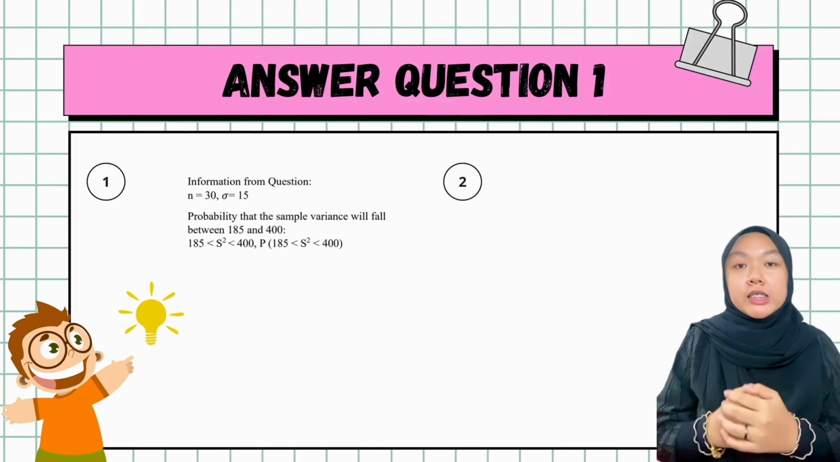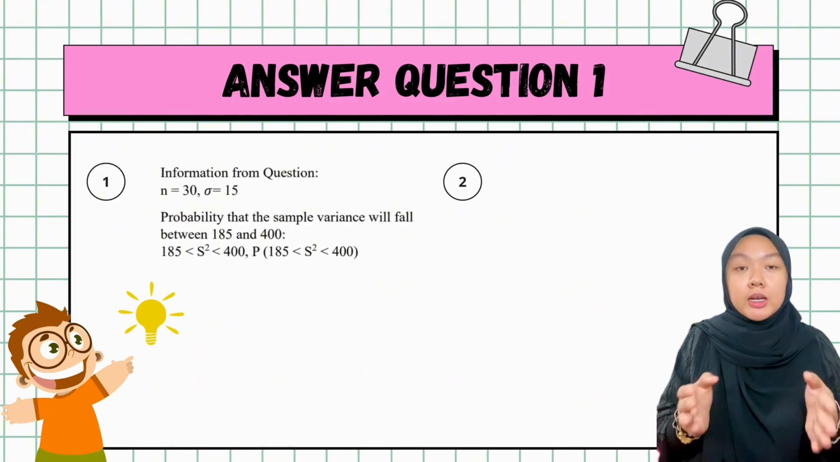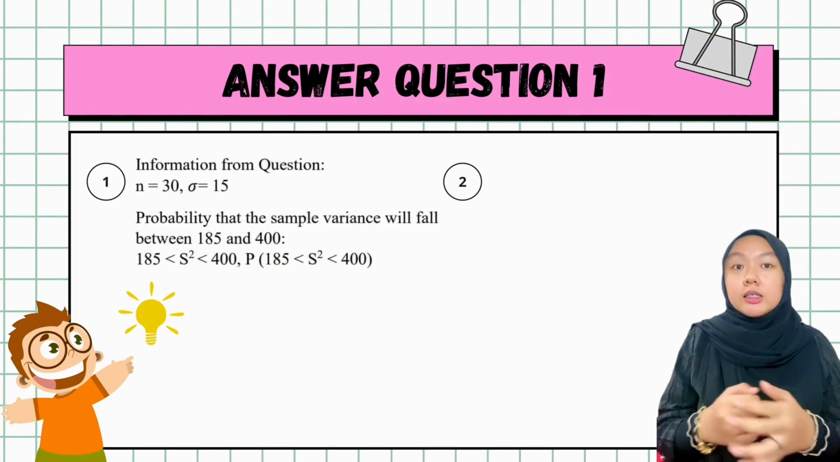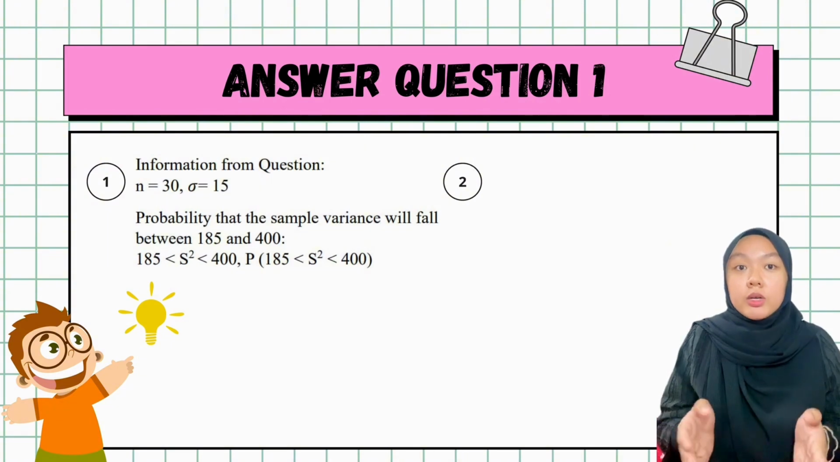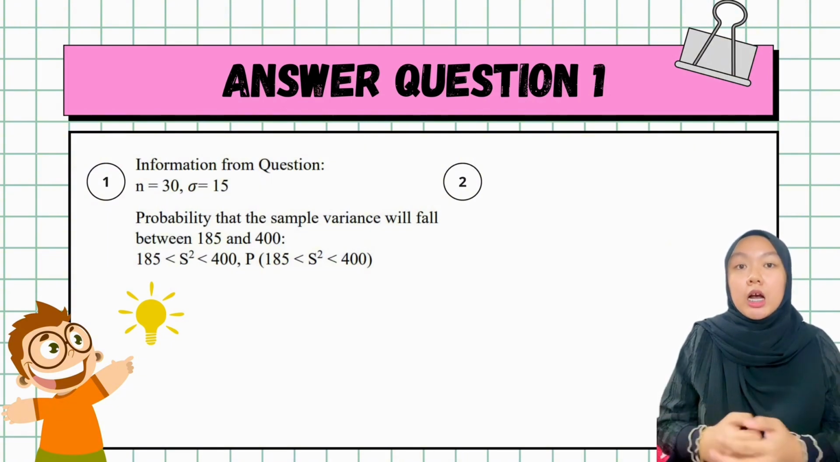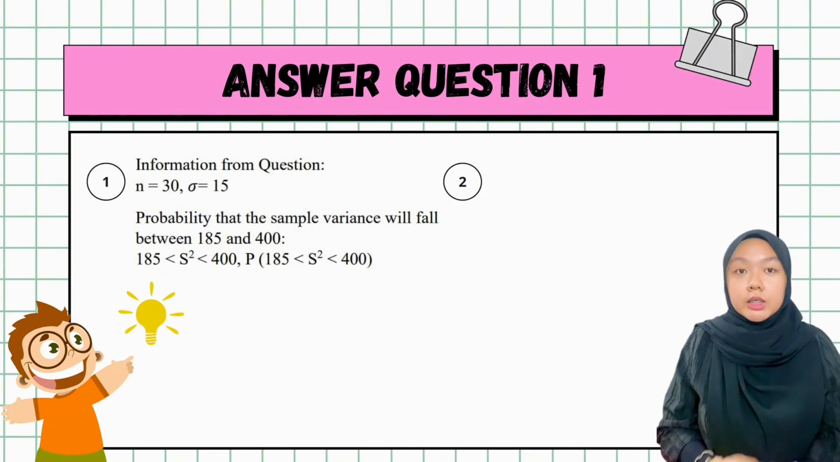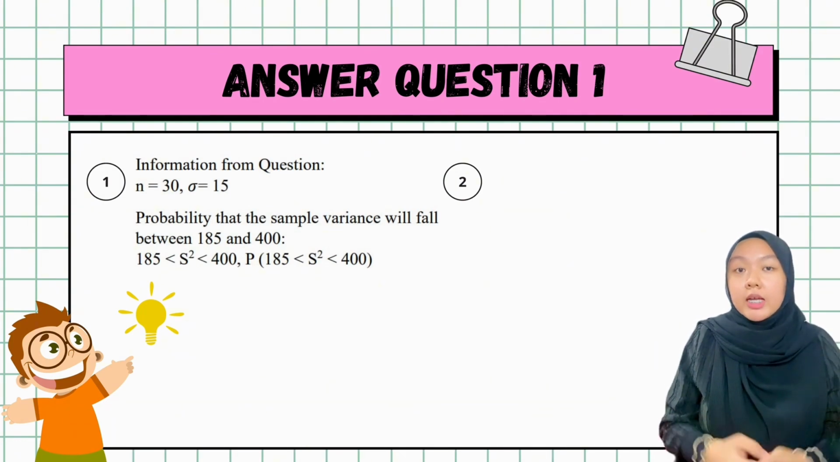So, the very first step is to determine the information given by the question. The question gives that a random sample of 30 employees has been selected and the standard deviation is 15. So, we know that our n is equal to 30 and our standard deviation, denoted as sigma, is equal to 15. Also, the question asks for the probability that the sample variance will fall between 185 and 400. So, we can write this as P of s squared more than 185 and less than 400.